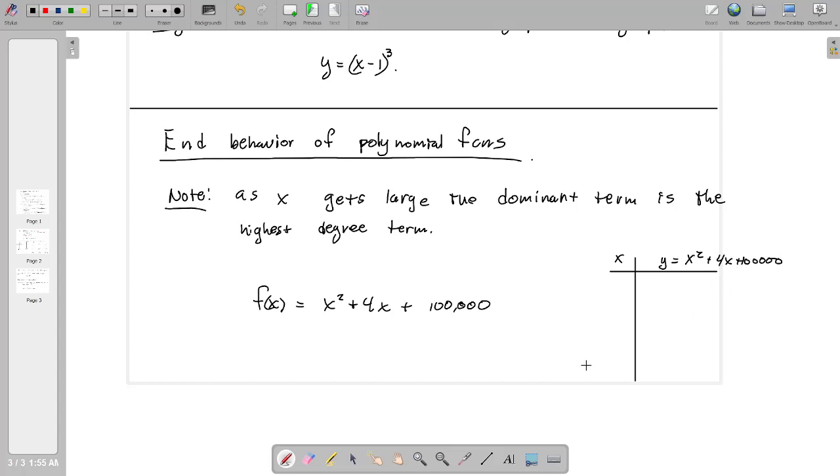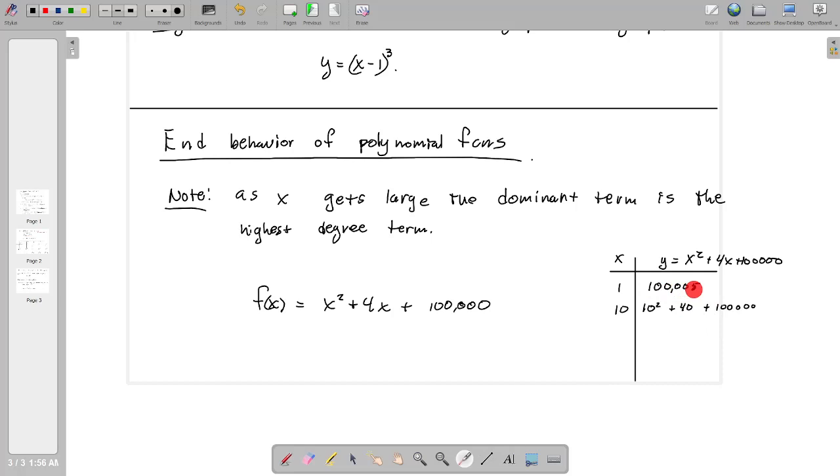Okay. So as I stated before, if x is equal to 1, then we have 100,005. And again, the dominant term would be the 100,000 here. Now if x is equal to 10, we would get 10 squared, which is 100, plus 40 plus 100,000. So the 100,000 is still dominating, but it's not dominating as much.